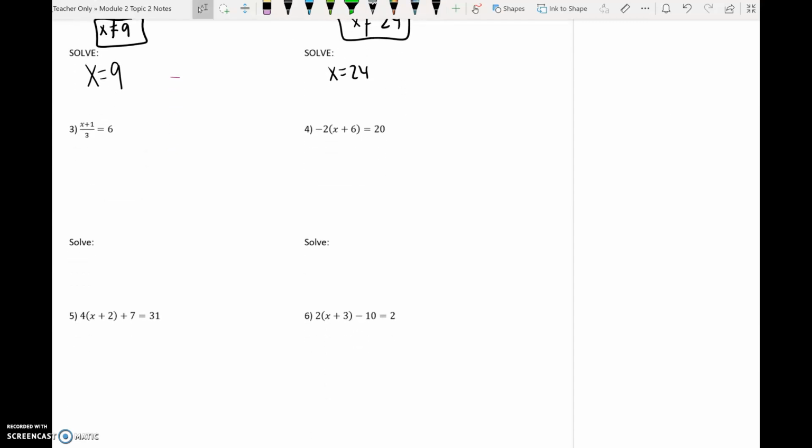With number 3, plus 1 is closest to x, then I'm dividing by 3. So the way I'm going to get rid of that is by multiplying by 3 on both sides. Then I'm left with x plus 1. So x is 17.